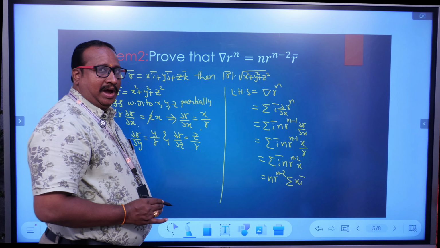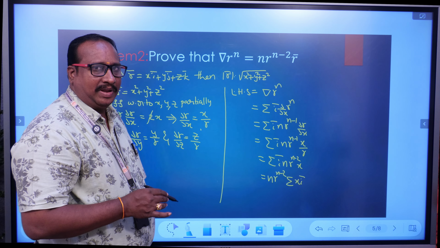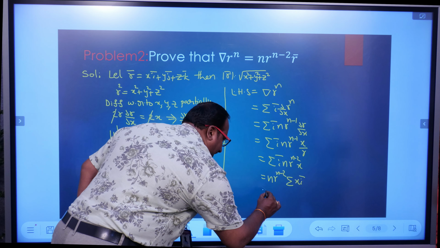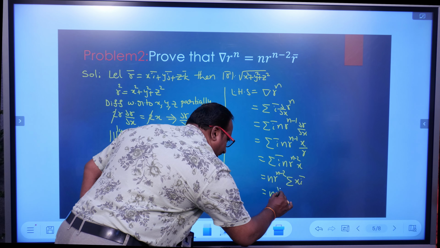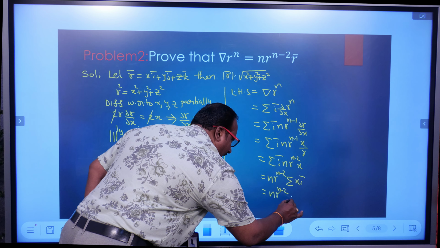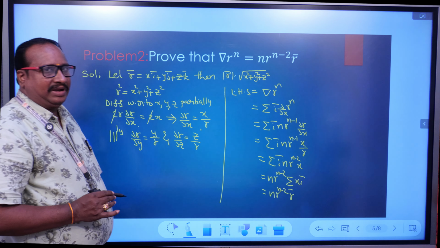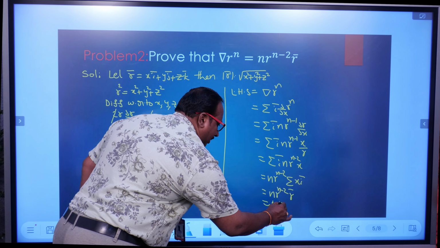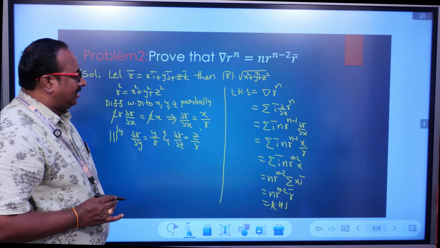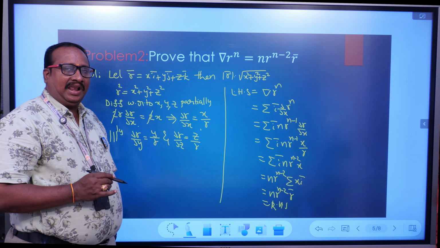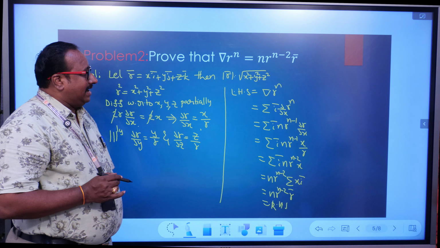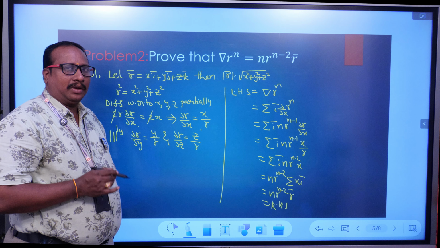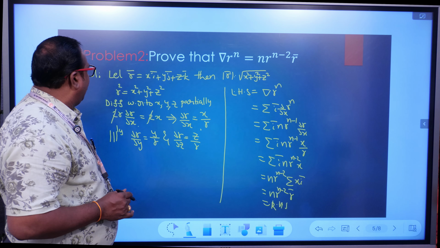What is sigma x i bar? x i bar plus y j bar plus z k bar. So what is that? x i bar plus y j bar plus z k bar, that is nothing but r bar. So n into r^(n-2) into r bar, nothing but RHS. Okay, so finally we prove that LHS equal to RHS, that is ∇rⁿ equal to n into r^(n-2) into r bar. Okay, so this is the problem.